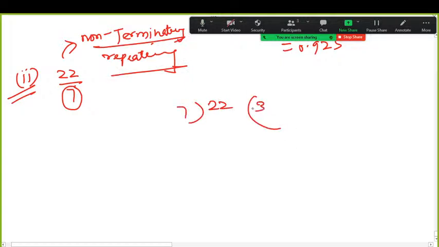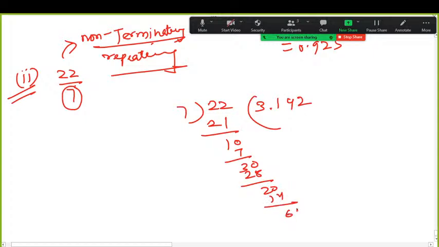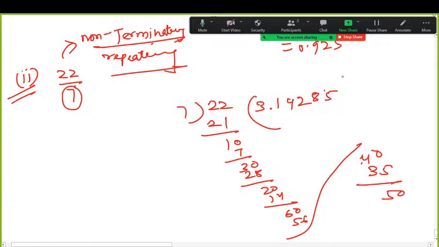7 times 3 is 21. You got 1. Then 7 times 1 is 7. You got 3. Then 7 times 4 is 28. You got 2. Then 7 times 2 is 14. You got 6. Then 7 times 8 is 56. You got 4. Then 7 times 5 is 35. You got again 5. Then 7 times 7 is 49. You again got 1. Then it will start with 1 again.